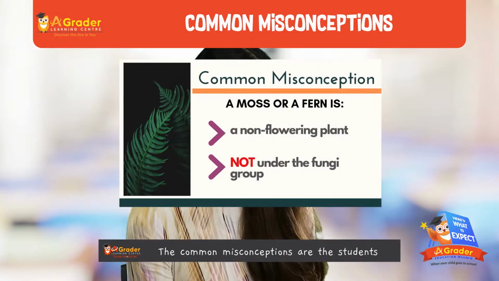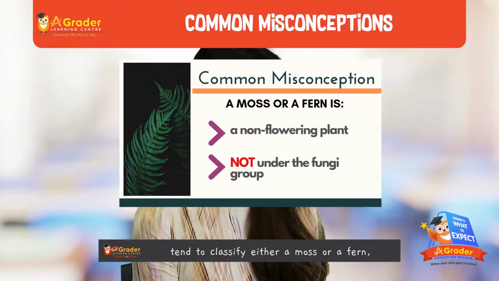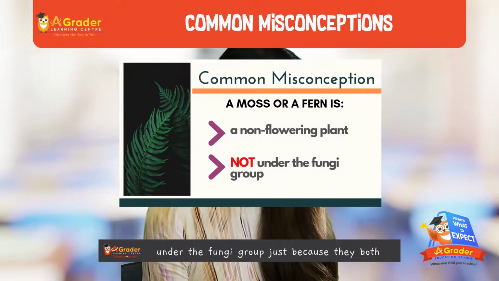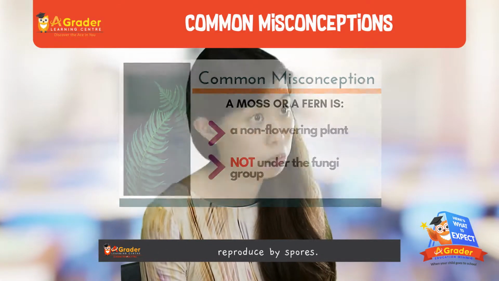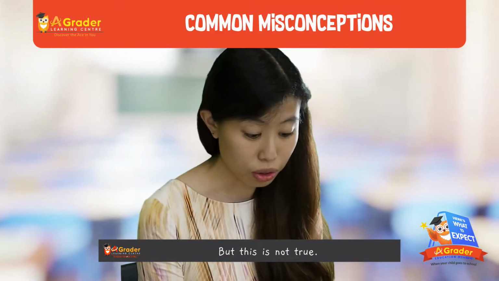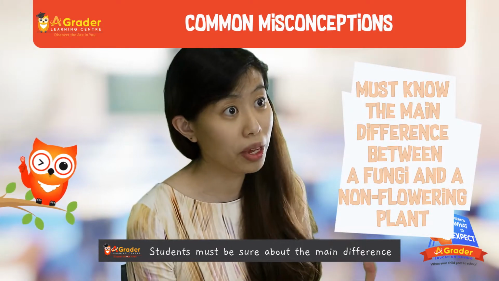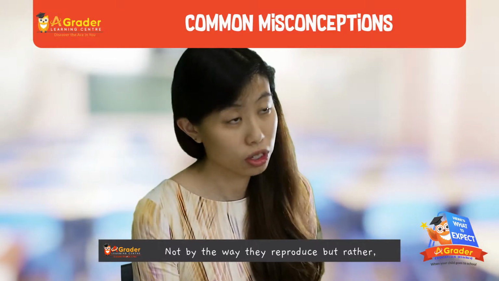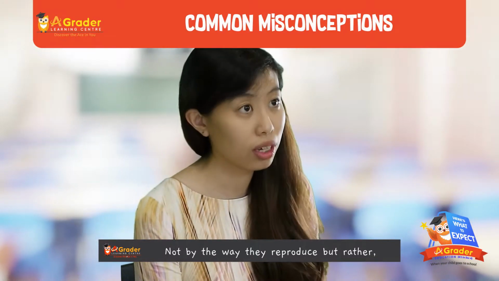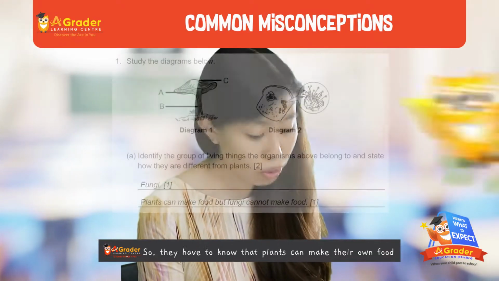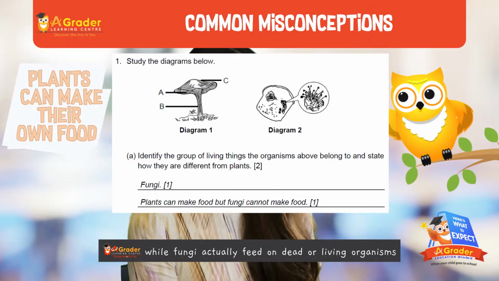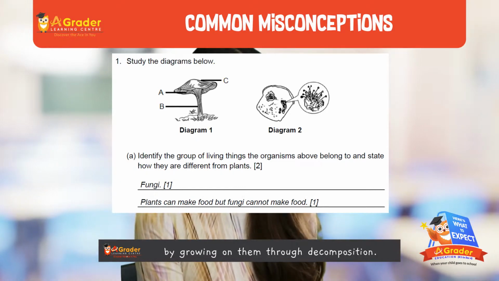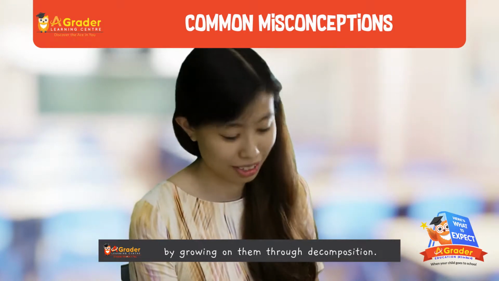The common misconceptions are students tend to classify either a moss or a fern, which is actually a non-flowering plant, under the fungi group just because they both reproduce by spores. But this is actually not true. Students must be sure about the main difference between the fungi and non-flowering plants, not just by the way they reproduce, but rather how they obtain their food. So they have to know that plants can make their own food, while fungi actually feed on dead or living organisms while growing on them through decomposition.